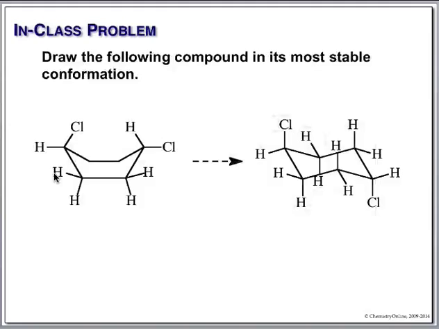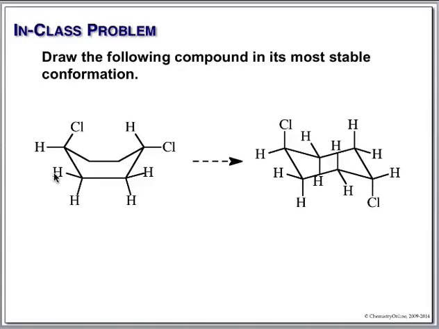Let's say we have this as a structure. It's a boat. And let's say the question is, draw this in its most stable conformation. Well, what you would do is take your boat here and say, okay, in order to make this into a chair, all I have to do is grab one end and move it down. Now when I do that, this end is still pointing up, this end is now pointing down, and I've made a chair. So that's step one.